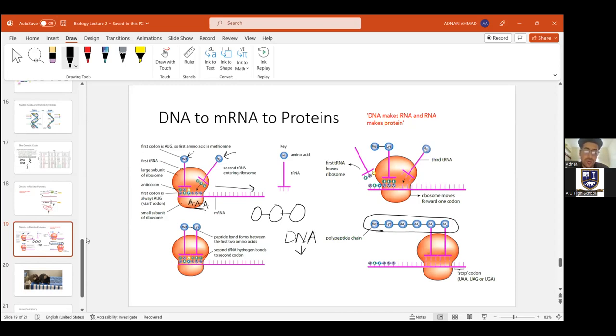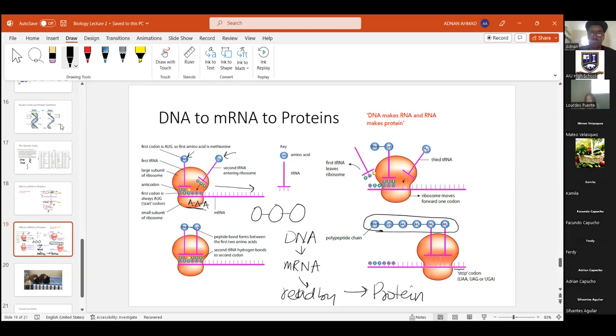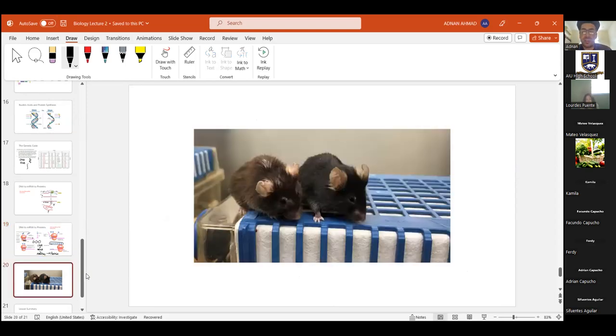DNA changes into messenger RNA, and then the code is decoded and read by ribosomes, and it leads to a protein. One more minute. The DNA is very, very interesting, and just 2 days ago, scientists at Harvard University fixed a DNA. So what are you seeing here? These are two rats. Which of them is older and which of them is younger? Final slide, last slide.